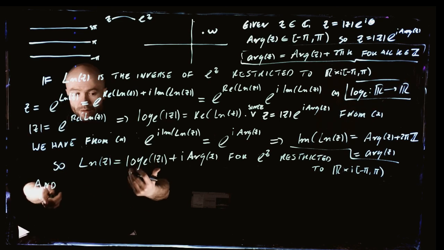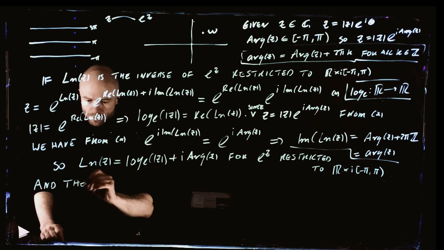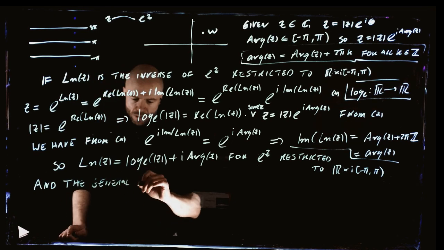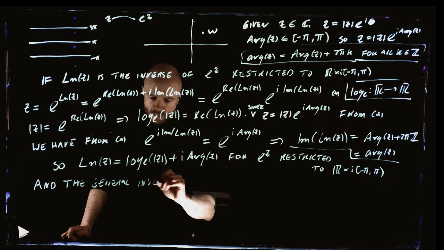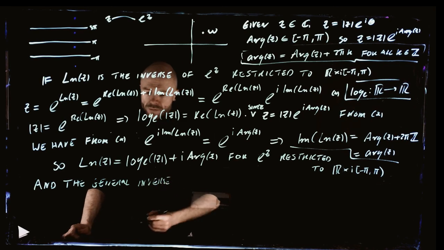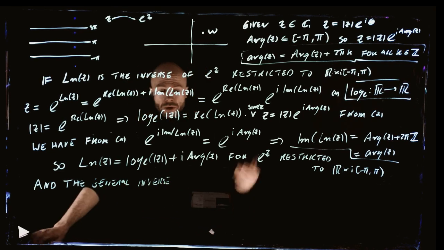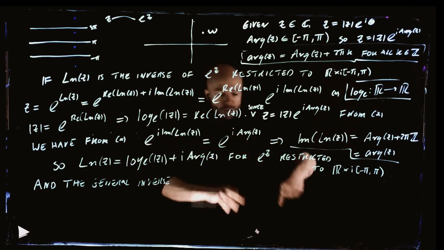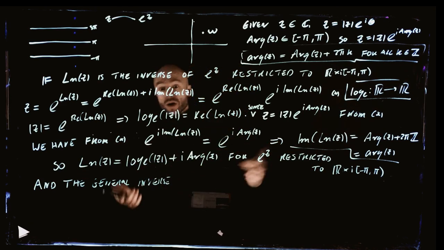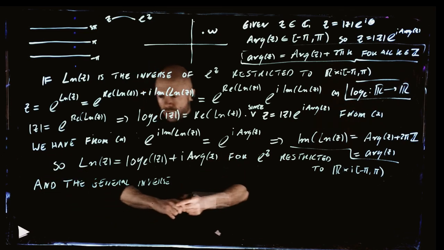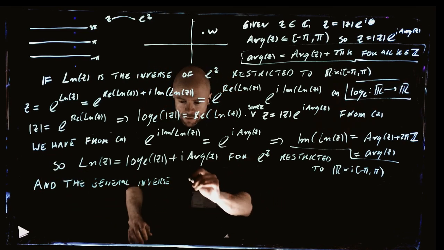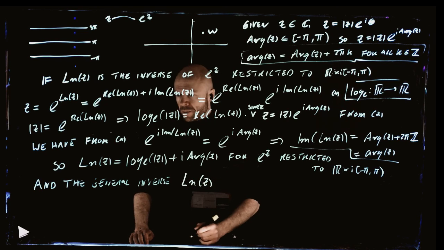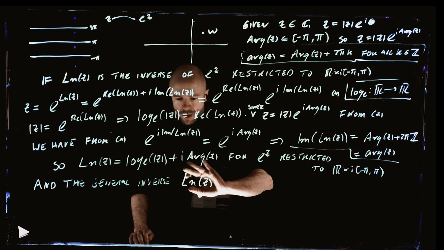And the more general inverse is not a traditional function. It's not a one-to-one or many-to-one function. It's a one-to-many function. It's a set-valued function. The general inverse is given by this. So better perhaps to have different notations for these two guys.